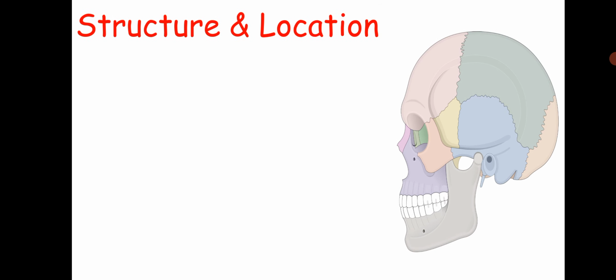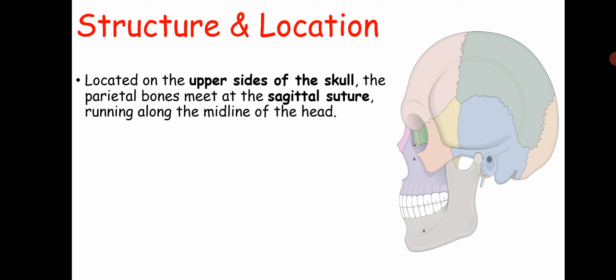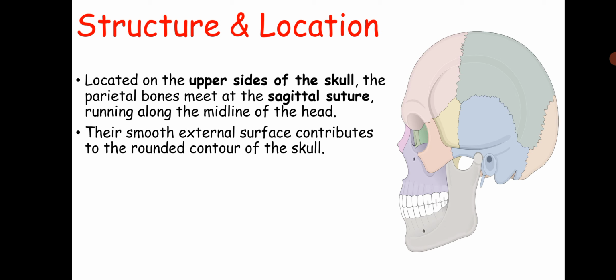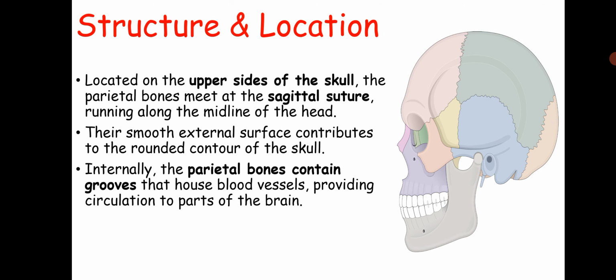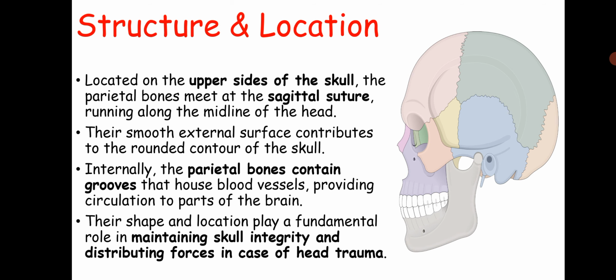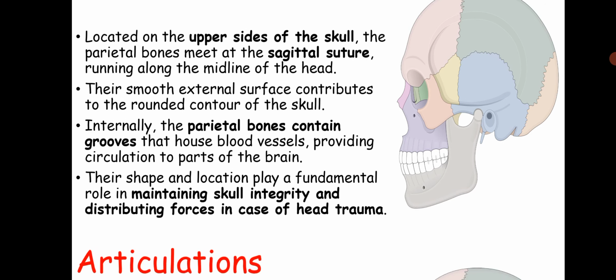Now let's talk about structure and location. It is located on upper side of skull. The parietal bones meet at the sagittal suture, running along the midline of the head. Their smooth external surface contributes to the rounding contour of the skull. Internally, the parietal bone contains grooves that house blood vessels, providing circulation to parts of brain. Their shape and location play a fundamental role in maintaining skull integrity and distributing forces in case of head trauma.